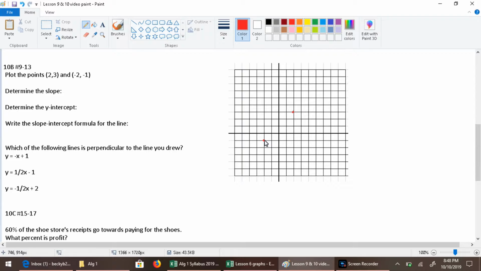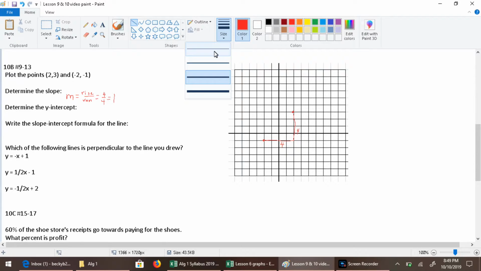Determine the slope. So we can do that by drawing a right triangle. We're going out and up. 1, 2, 3, 4. And 1, 2, 3, 4. Okay, so our slope is rise over run, and it's 4 over 4, which will reduce to 1.